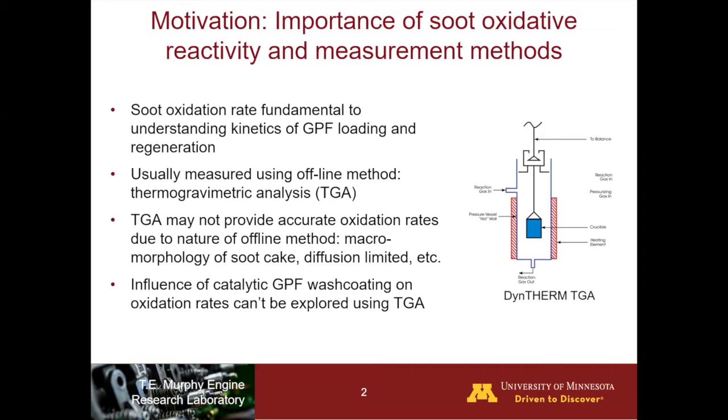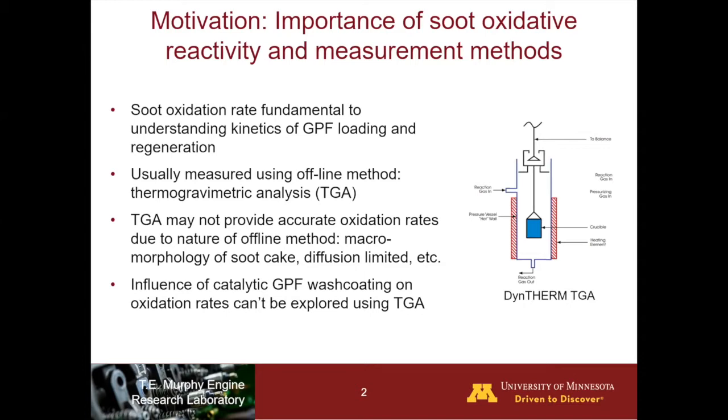And because TGA is an offline method, it may not accurately predict actual oxidation rates of soot in a GPF. And this is because the nature of the soot may have changed slightly when you take a soot sample and compact and load it into a crucible, as opposed to the macro morphology of a soot cake, the soot particles filling pores and then layering on top of each other.